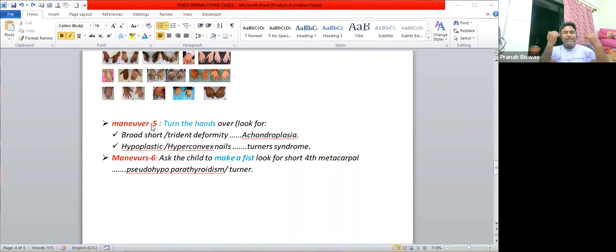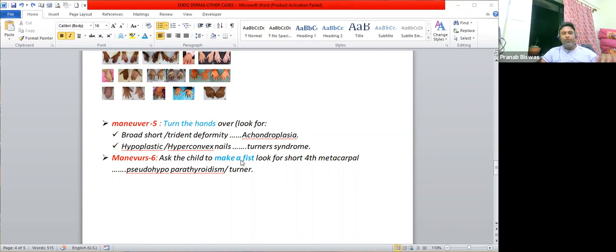Whenever we ask the child, can you do like this? At the same time, we can get a quick idea of what the finding is. So don't take it so difficult. It is very easy to find out. Now they said maneuver 4. There is not so much significance to it. It's like general examination, nothing else. There is definitely some finding in the upper limb. That's why they said to examine like this.